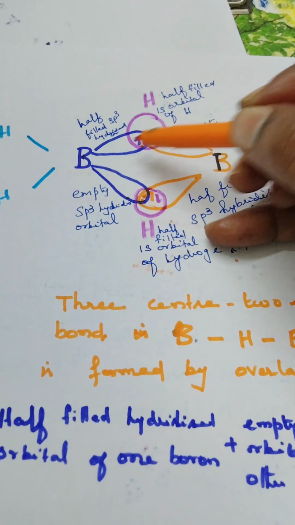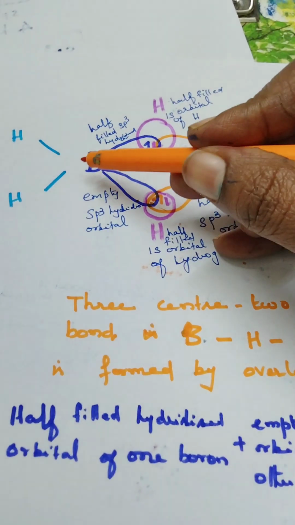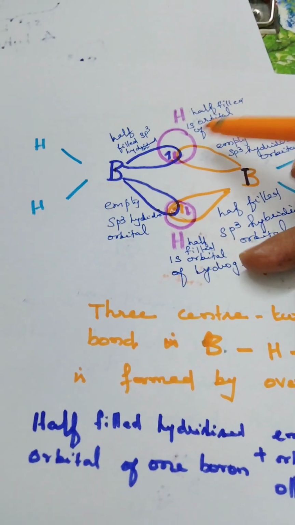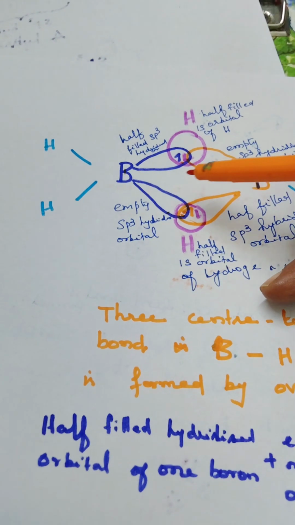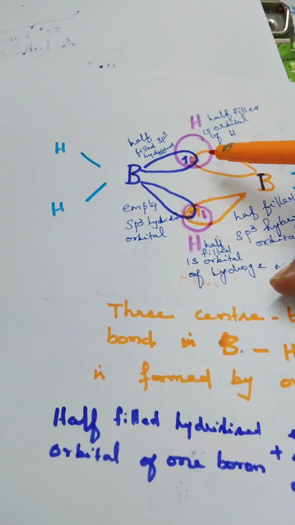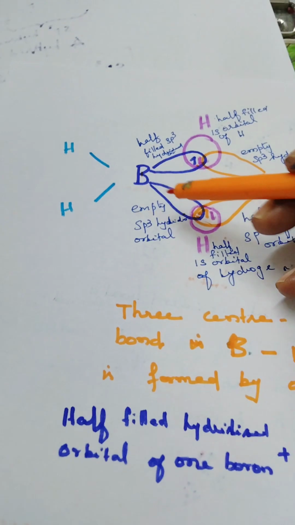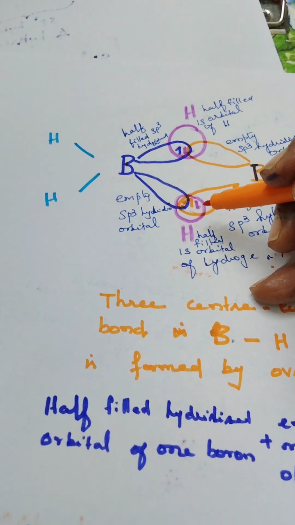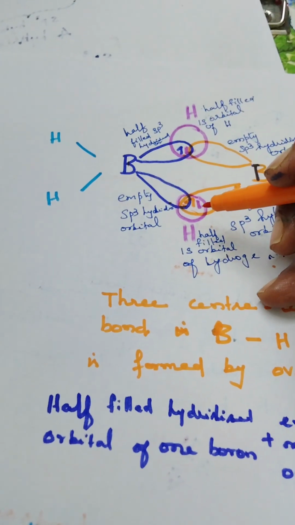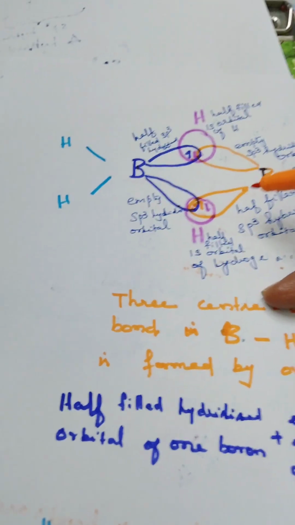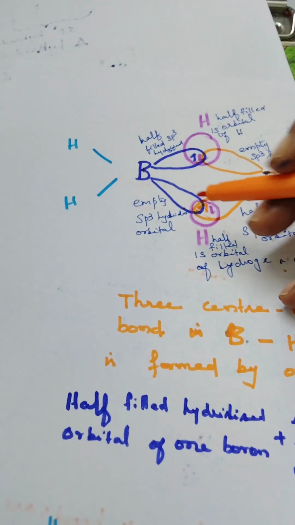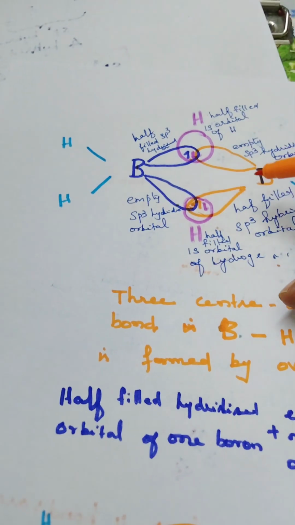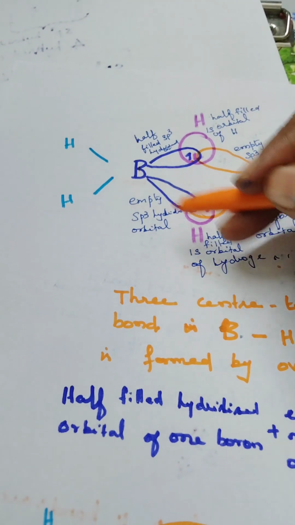Then, in order to form a bond, it needs 2 electrons. One electron from this boron, another electron from hydrogen. Hydrogen gives one half-filled 1s orbital. These 3 combine together and form a bridged bond. In the same way, this one is an empty sp3 hybrid orbital, but this boron has one half-filled sp3 hybrid orbital, and hydrogen gives one 1s orbital. These 3 combine to form a bridged BH bond. So these 2 bonds are bridged bonds, BHB. One bridged bond, another bridged bond.